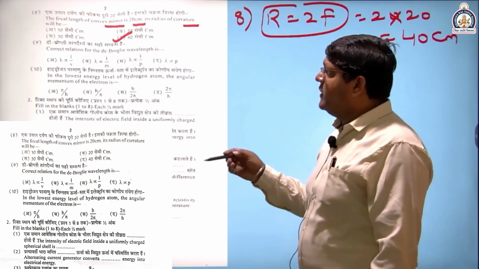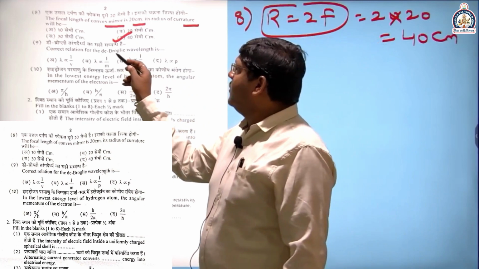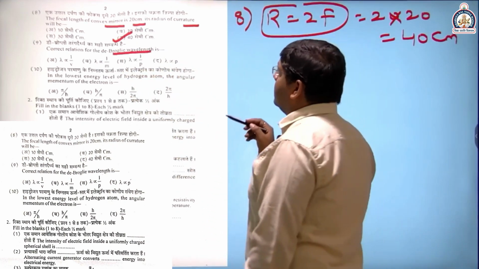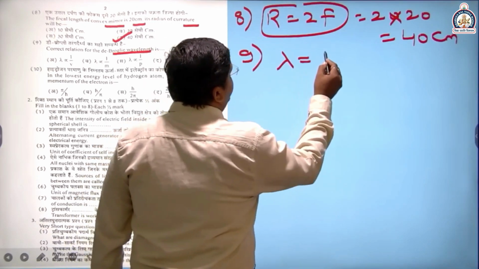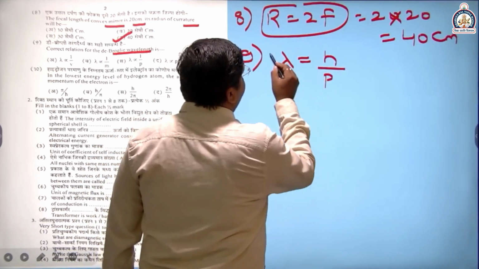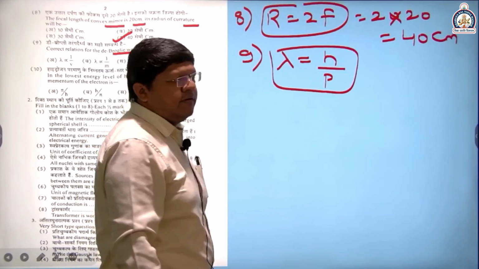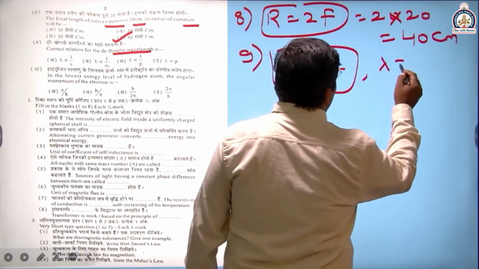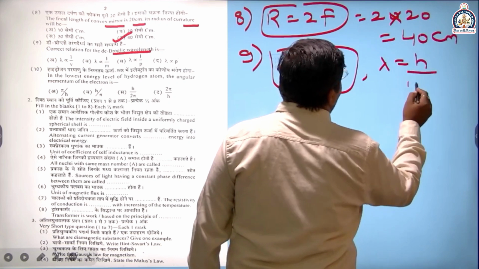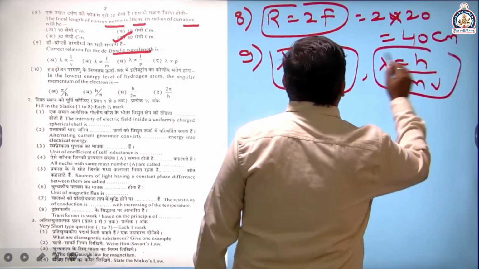Okay. Moving to the next part, the correct relation for de Broglie wavelength. The correct relation for de Broglie wavelength says lambda is equal to H upon P. This is the first formula. Lambda is equal to H upon P. And if we substitute the value of P, the other formula comes out to be H upon MV. This is the other formula. Okay.